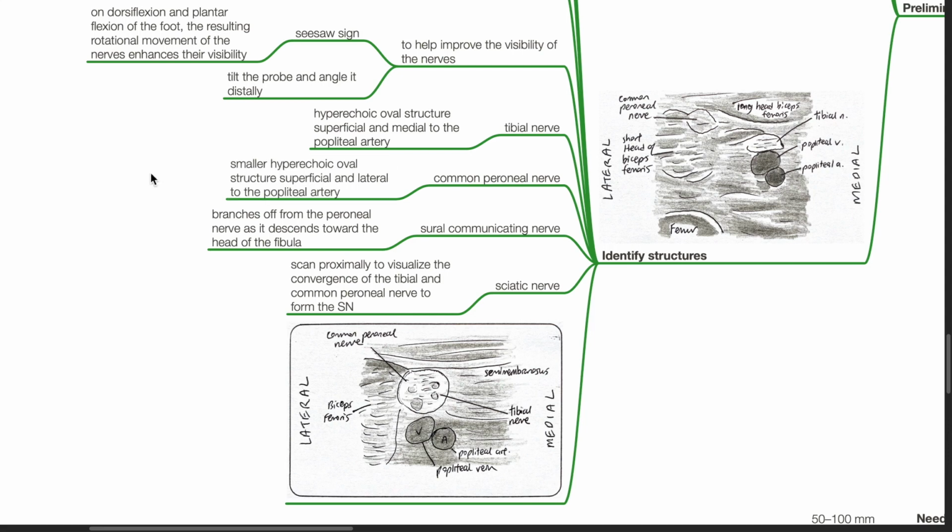The tibial nerve is a hyperechoic oval structure superficial and medial to the popliteal artery. The common peroneal nerve is seen as a smaller hyperechoic oval structure superficial and lateral to the popliteal artery. The sural-communicating nerve branches off from the peroneal nerve as it descends towards the head of the fibula. The sciatic nerve is seen proximally where the tibial and common peroneal nerve start to converge.